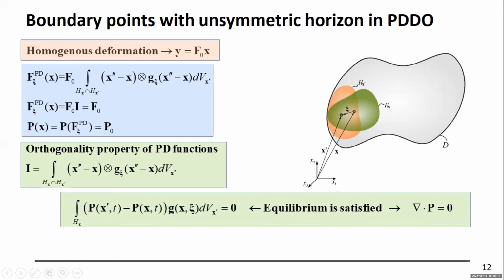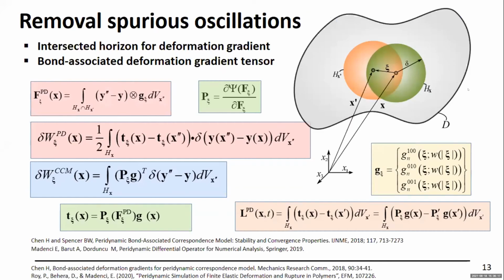So how do we remove these spurious oscillations? We know the root cause of this problem. It's because of the radial symmetry. If the radial symmetry is not there, then these zero energy deformations are gone. As suggested by Chen and Spencer in 2017 or 18, if you look at the intersected interaction domain here, X has the domain of interaction HX, X prime, HX prime. If you construct the deformation gradient tensor for this intersected region, then you don't have any radial symmetry. So then the problem is gone.